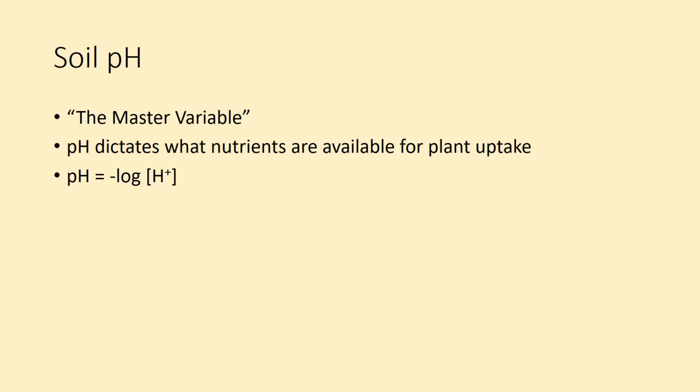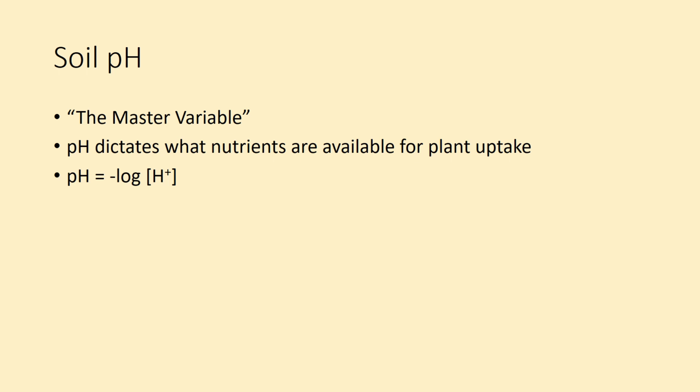pH is a measure of the concentration of hydrogen atoms in solution. pH is defined as a negative log base 10 concentration of hydrogen atoms. Let's break this down a bit more so we can get a better understanding of what pH is telling us. Since we're using a negative concentration, this means the lower the pH, the higher the concentration of hydrogen is.